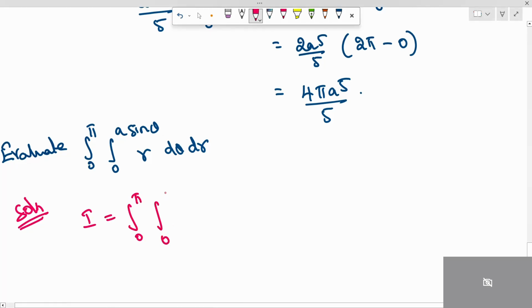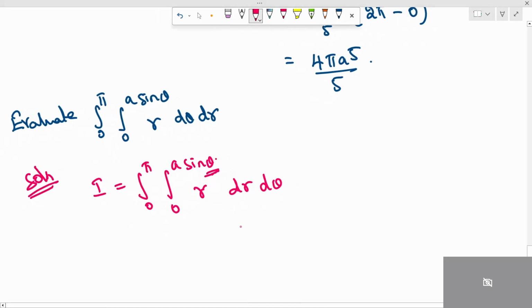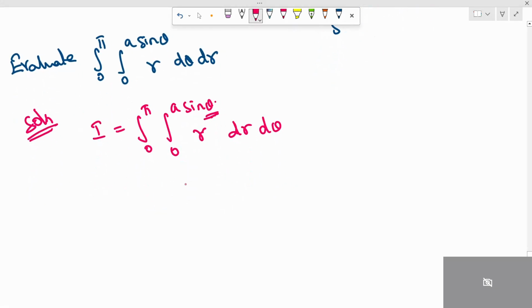0 to pi, 0 to a sin theta. Here theta variable is there, which means first we have to integrate with respect to r. We have to take r dr d theta. We have to take the opposite variable only. First we have to check the given order, and then in the usual way we can integrate one by one.